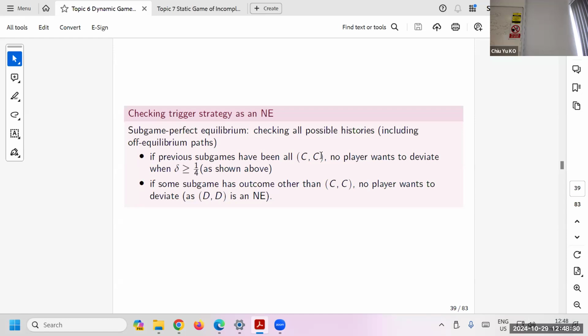Do you want to deviate? The answer is no, because this is dominant solvable. In that case, no one wants to deviate because the other guys only pay D. So this is the part you have to check, which is different from the SPNE.